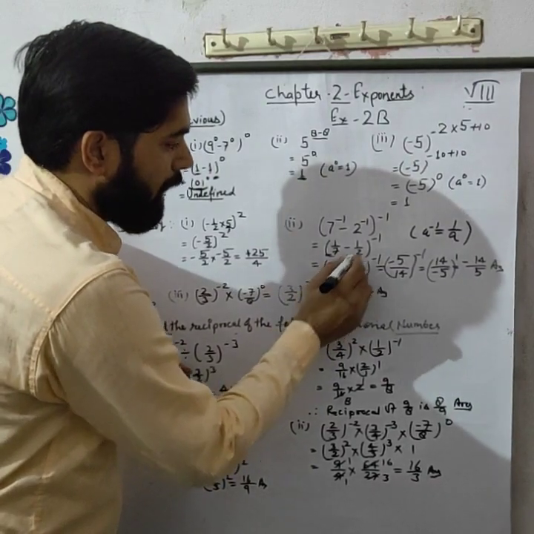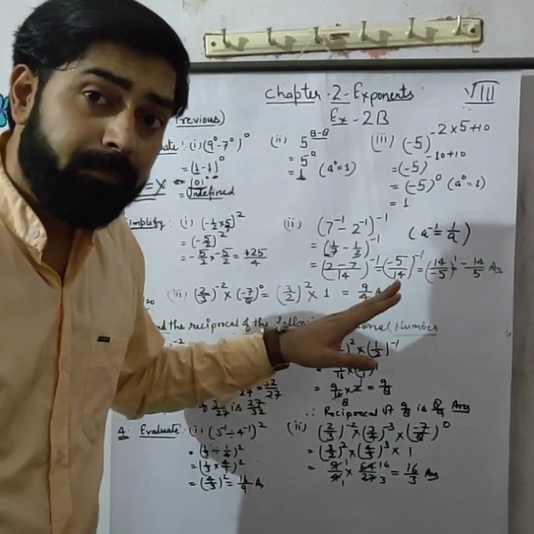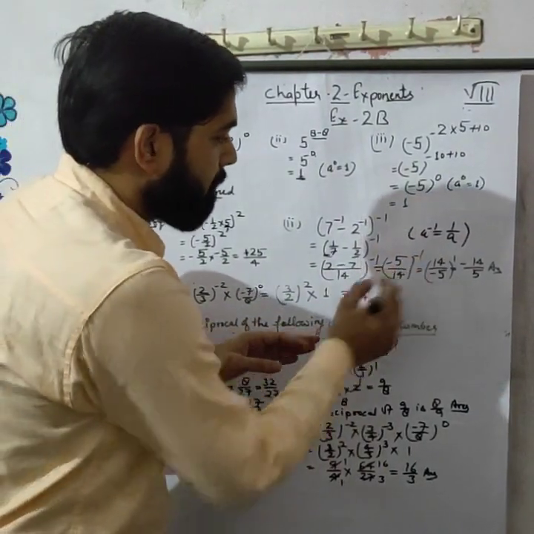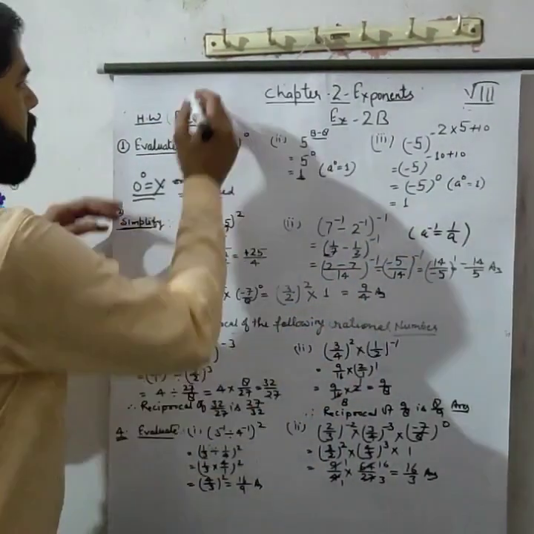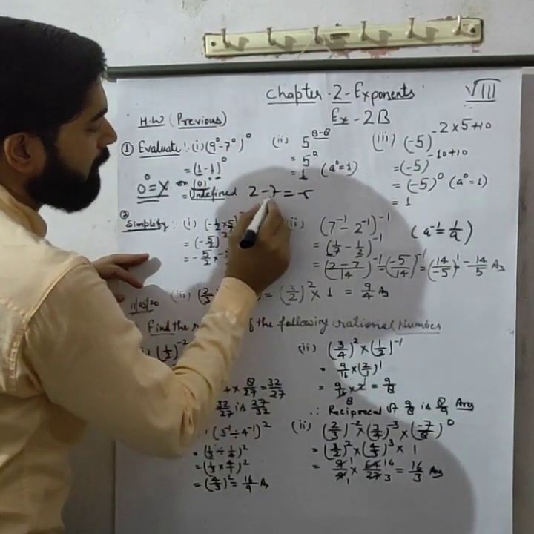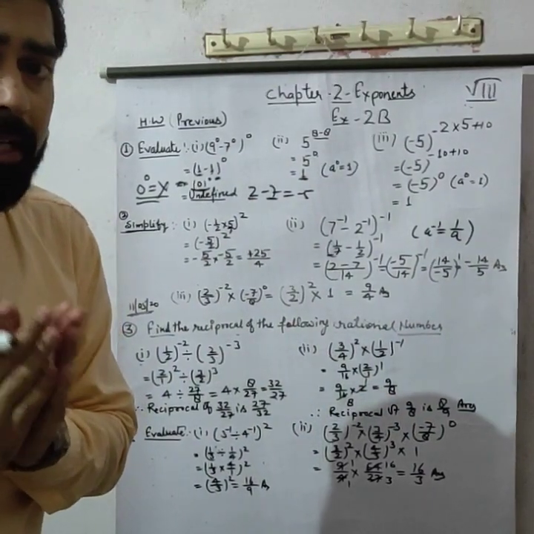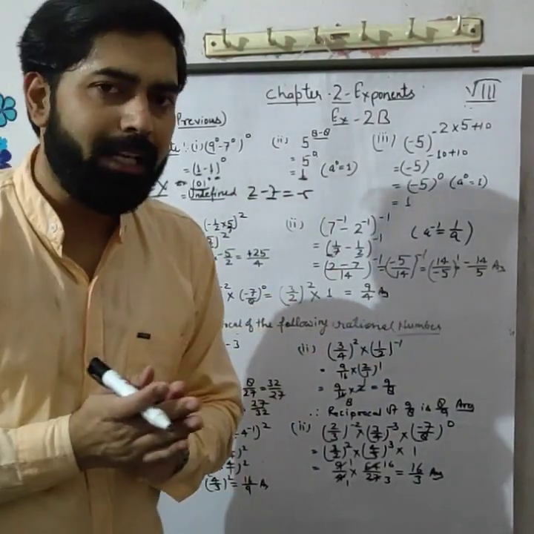We can write the 2, and then 2 sevens are, we can write the 7. After the solution we get what? Minus 5 upon 14. Minus 5, how? 2 minus 7 is minus 5. Why? Because 7 is greater than 2 and 7 has a negative sign, so we use the negative sign in the answer.